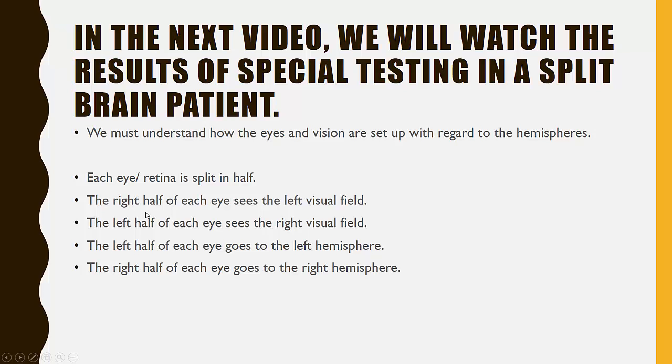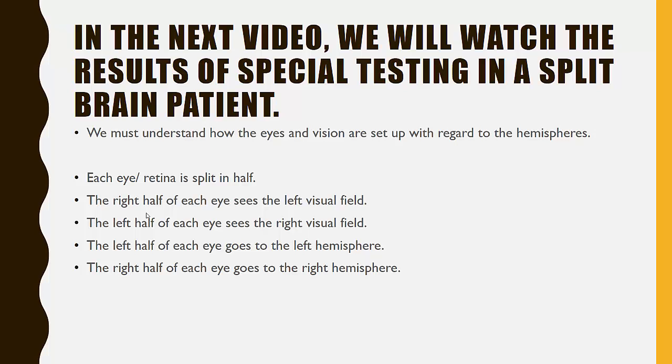Okay, the right half of each eye goes to the right hemisphere. So right goes right. Let's just get that down. Then the left half of each eye goes to the left hemisphere. So forget about the visual fields right now and just go left goes left. Left half of each eye goes to the left hemisphere, and the right half of each eye goes to the right hemisphere. We can do that. Right goes right, left goes left.